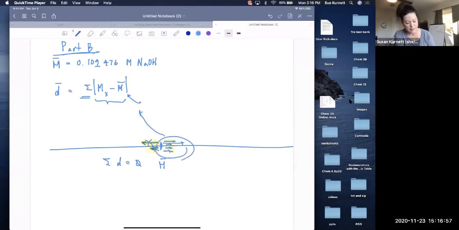That's what I'm doing here. I'm not done though, because the next thing I need to do, if it's going to be an average deviation, I need to divide by the number. And if X was 5 values, I divide by 5. If my units for molarity were molarity, my units for deviation are also going to be molar. And molarity and molar are interchangeable.